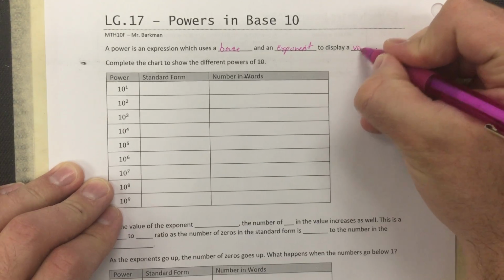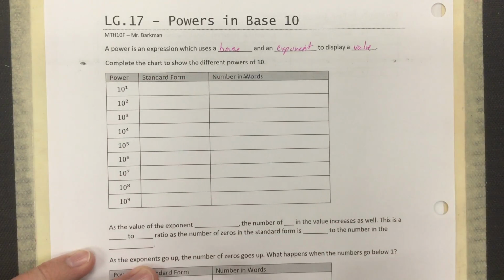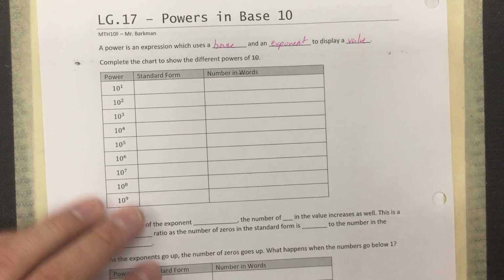to display a value. So it's a base and an exponent to display a value. And that base is any number. We saw in the previous lesson we can use any number in that, but in this case, that number that we're going to use is 10. So let's complete the chart to show the different powers of 10. So we're going to go through the powers of 10 and what they represent.